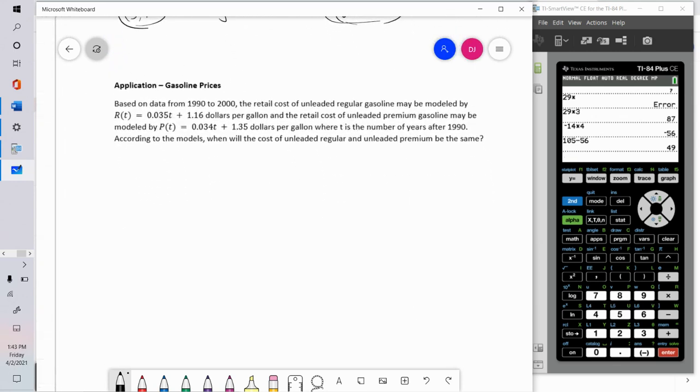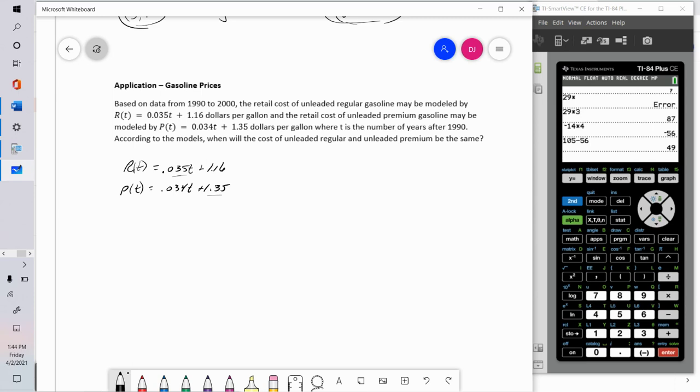Based on data from 1990 to 2000, the retail cost of unleaded regular gasoline may be modeled by, I'm going to write them here, regular gasoline as a function of time is 0.035 T plus $1.16 per gallon. And the retail cost of premium gasoline may be modeled by premium as a function of time, 0.034 T plus 1.35. Notice that the premium starts at a higher price, but the regular is increasing at a faster rate.